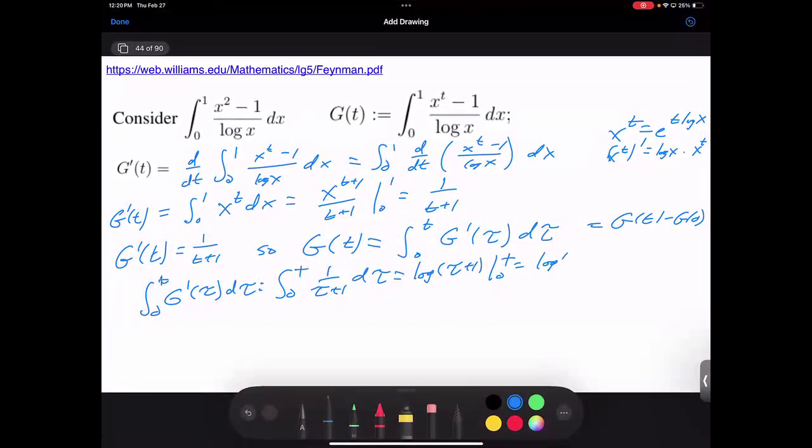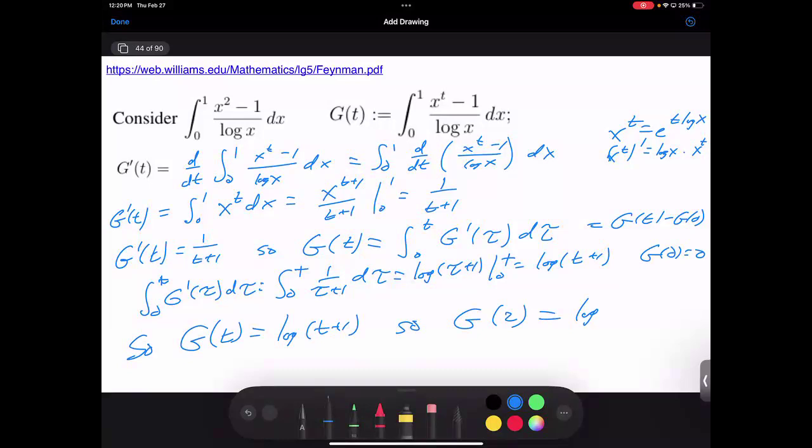So we get the log of t plus 1 minus the log of 1, which is just 0. So you just get the log of t plus 1. When t equals 0, we do get g of 0 equals 0. So everything seems to be good. So g of t is the log of t plus 1. So g of 2 is the log of 3. So if I've done the calculations correctly, we have evaluated that integral.